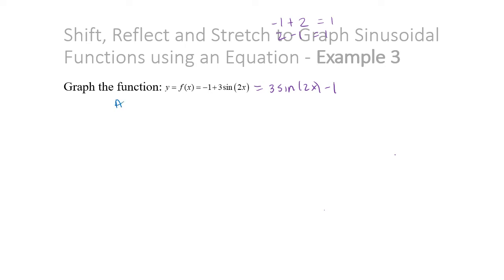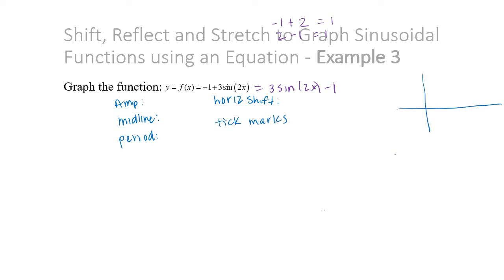All right, so let's write those out. So we've got amplitude, midline, the period, horizontal shift, and then the tick marks. And again, remember that traditional sine function. Start at the midline, end at the midline. In between you're at the midline. Between those you're at the max, those you're at the min.